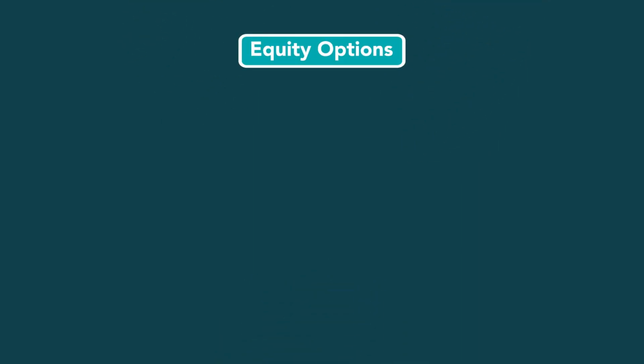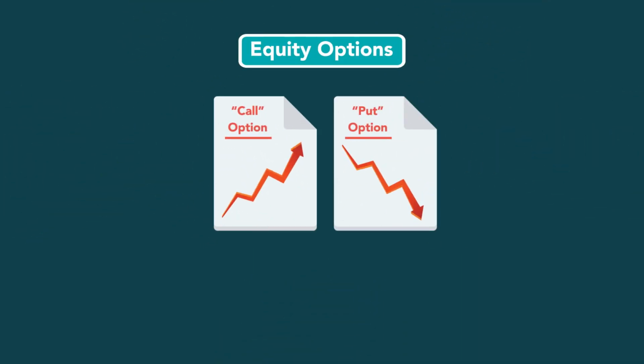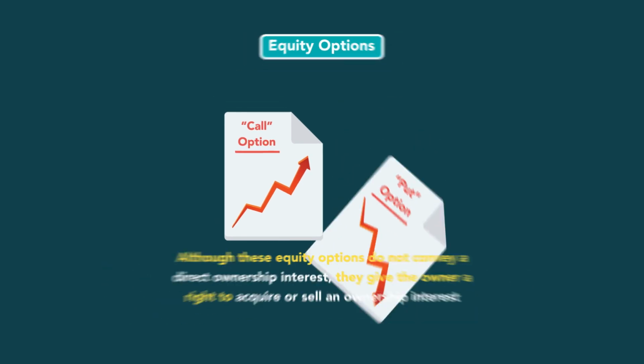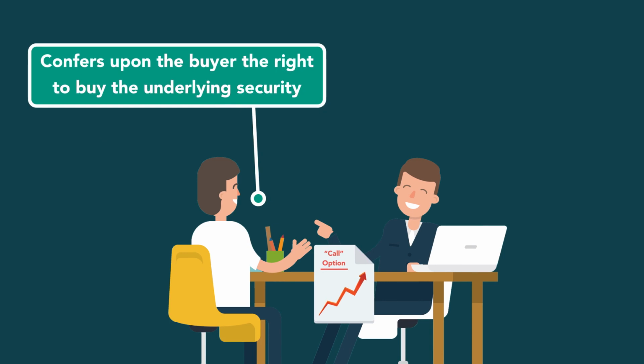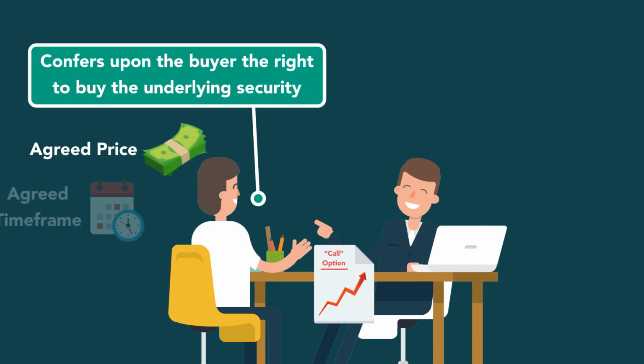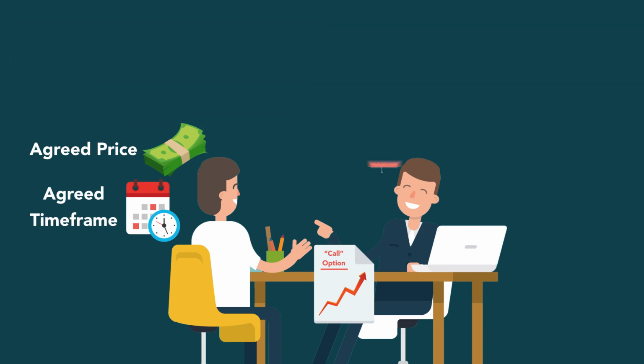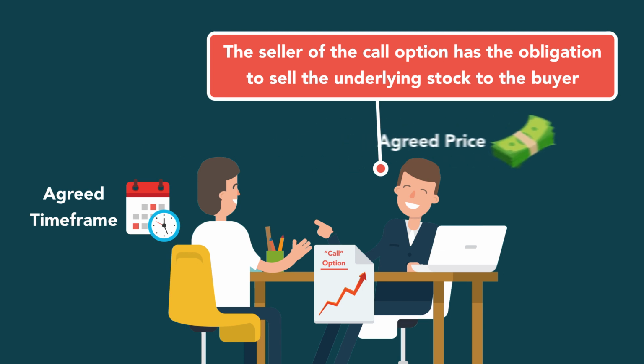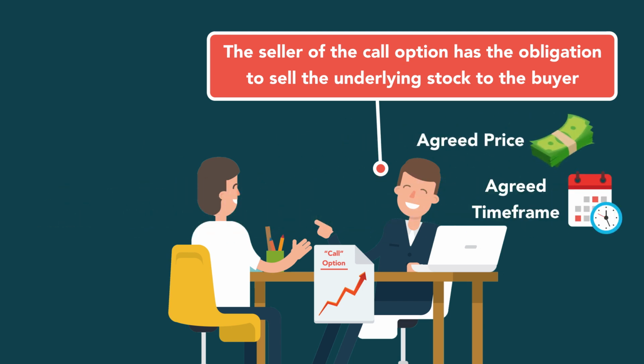Equity options. The Securities Act includes calls and puts in the definition of security. Although these equity options do not convey a direct ownership interest, they give the owner a right to acquire or sell an ownership interest. A call is an option that confers upon the buyer the right to buy the underlying security, usually for an agreed-upon price, within an agreed-upon time frame. The seller of the call option has the obligation to sell the underlying stock to the buyer at the specified price any time within the given time frame.